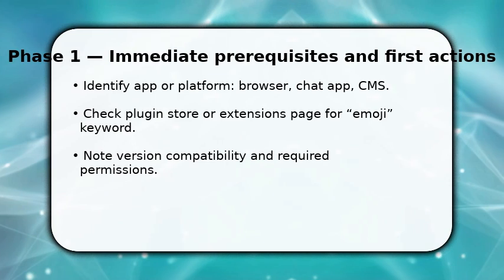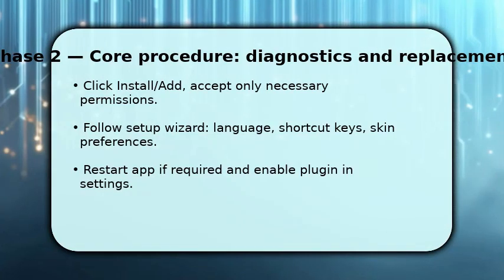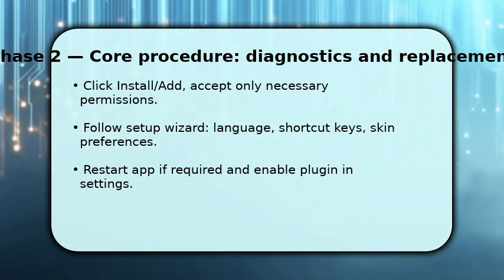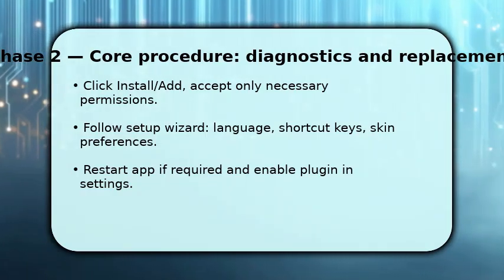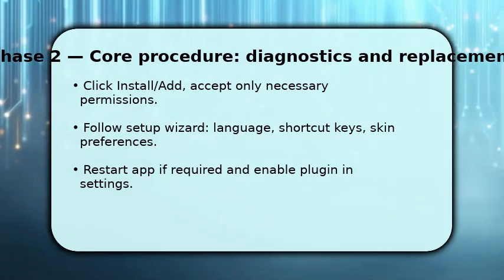You click Install and accept only the permissions the plugin truly needs. Avoid granting broad access. During configuration, choose language, emoji set, and keyboard shortcuts so the tool matches your workflow. This reduces friction when you use it.